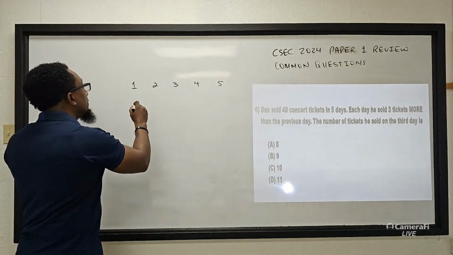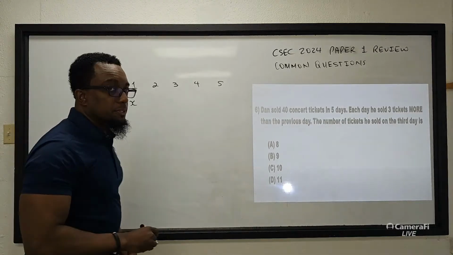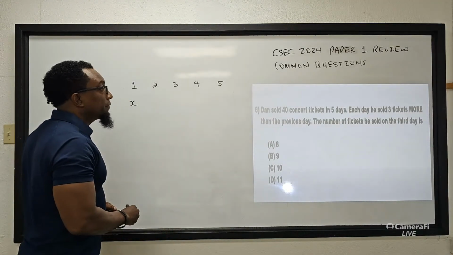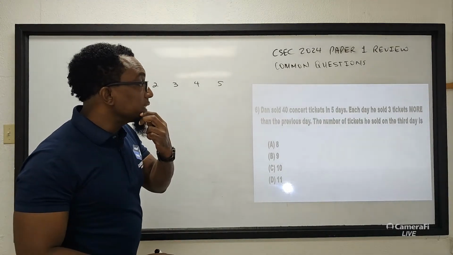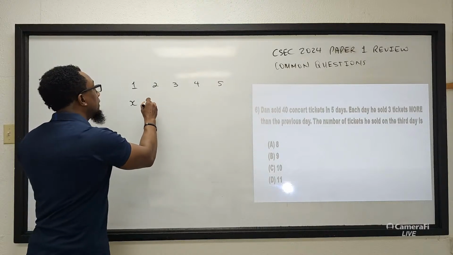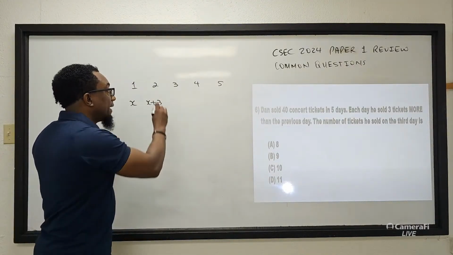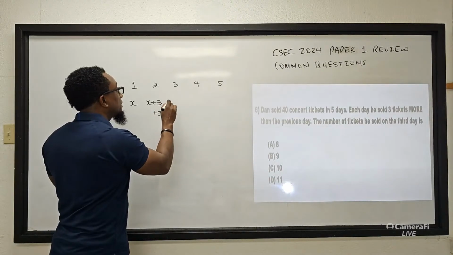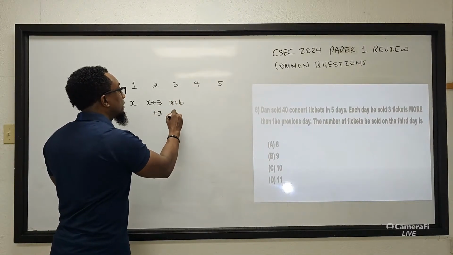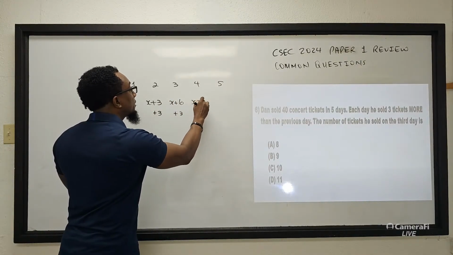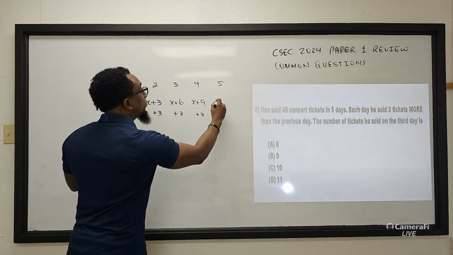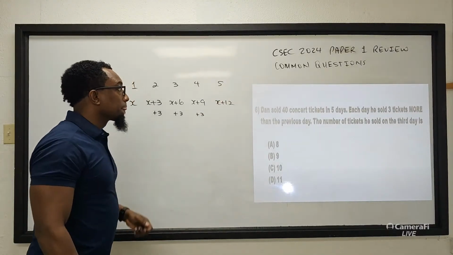So let's assume that the 1st day he sold X tickets. And the 2nd day, of course, they said each day he sold 3 tickets more. The 2nd day is going to be X plus 3. So the 3rd day we're going to keep adding 3. So if I add 3 to this, it becomes X plus 6. If I add 3, it becomes X plus 9. If I add 3, it becomes X plus 12.